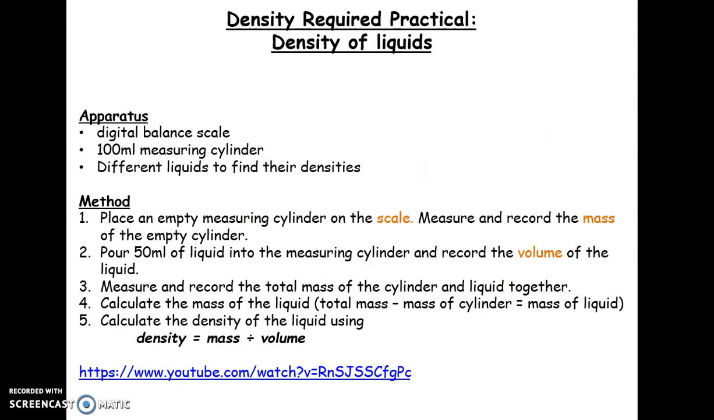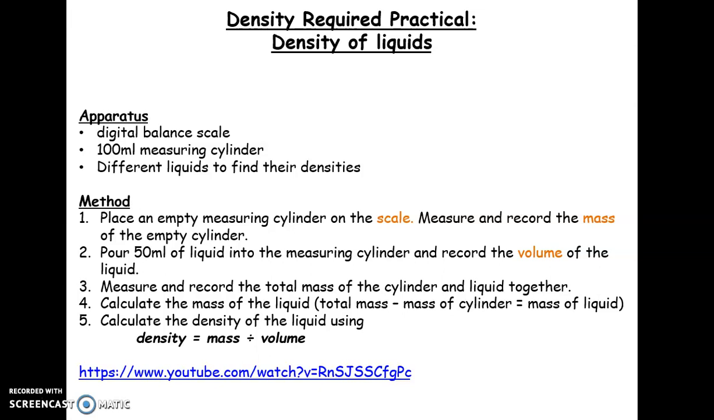And finally, looking at density of liquids. This is slightly easier, simply because we've got a measuring cylinder inside which we have liquid, so we can easily find the volume and the mass, and this is how we do it. Again, we need scales. Remember, scales are always used to find the mass of an object. And a measuring cylinder, because we're looking at measuring the volume of a liquid.